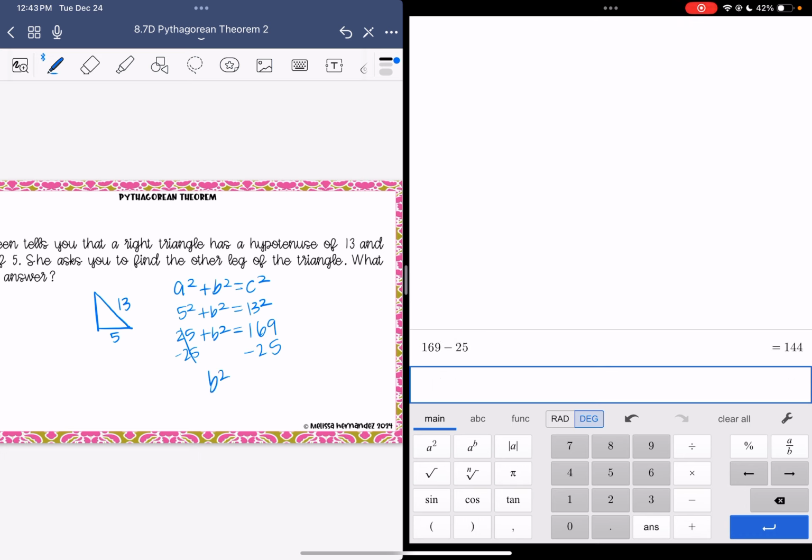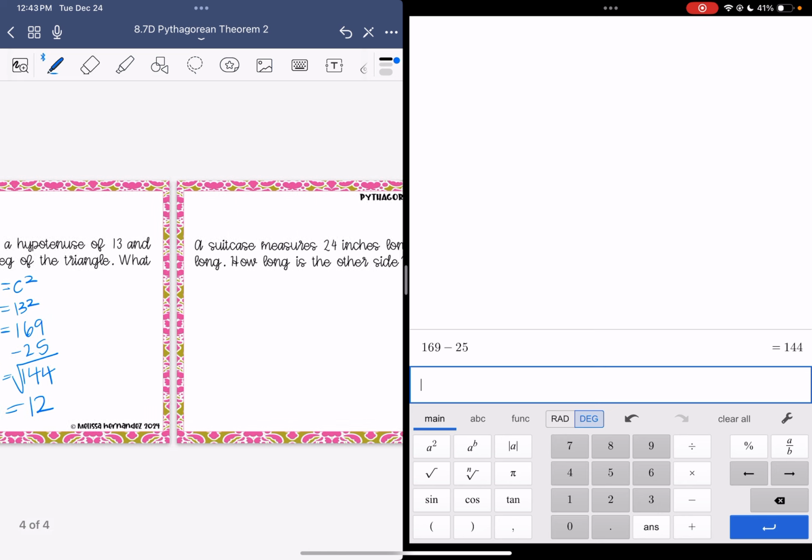So b squared equals 144, but I don't want b squared. I want b, which is the opposite of squared, a square root. I'll square root both sides. b equals 12. All right, let's do one more.